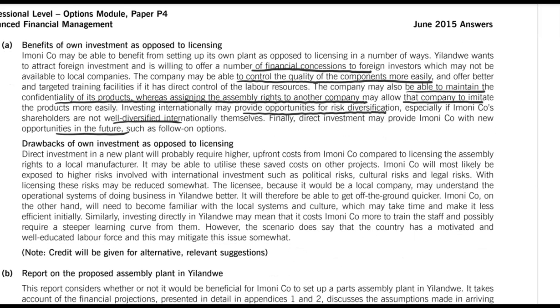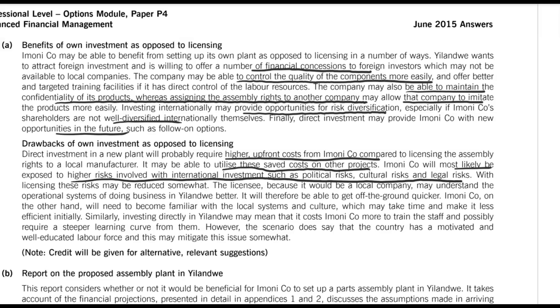So what are the common drawbacks? Direct investment in a new plant will probably require higher upfront cost. It will require huge initial investment, which may not be the case in licensing. It may be able to utilize all these saved costs on other projects. A mining company will most likely be exposed to higher risk involved with international investments such as political, cultural, and legal risk, which may not be the case in licensing, because in licensing, local company will be involved and local company can easily deal with the political, cultural, and other legal risk.